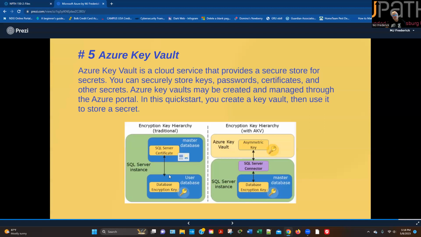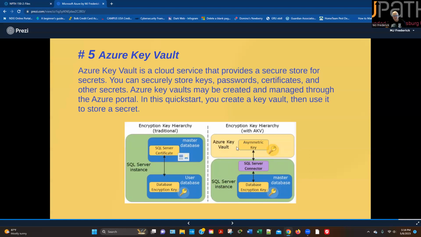Now, when we look at Azure, Azure has its own asymmetric key. With the asymmetric key, it's already set up in the Key Vault. And then you go to the SQL Server to connect. And then from that, we still use the SQL Server instance and the master database, not the user database, but the master database is here. We start off with the master in tradition, going to the user.